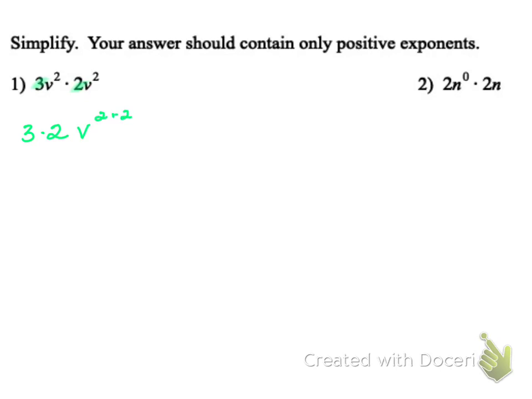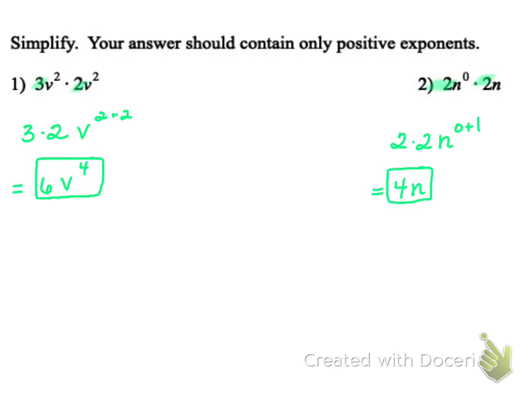Okay, so the first problem, we are multiplying our constants. Remember, constants or the numbers get multiplied together, so I have 3 times 2. And then add the powers to my variable. So I end up with 6v to the 4th as my final answer. For number 2, I do the same thing. Multiply 2 times 2, add the exponents. So I end up with 4n to the 1st. If you want to write the first power on the n, you can. Otherwise, 4n is fine as well.